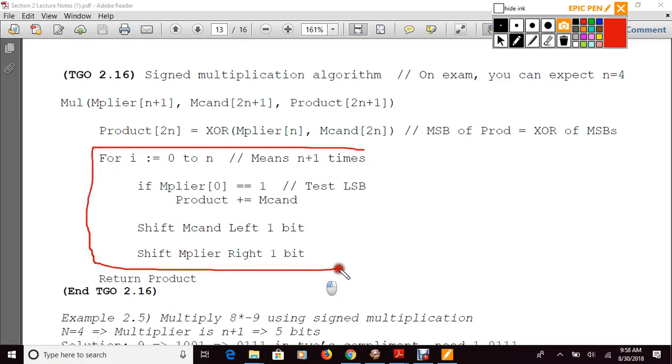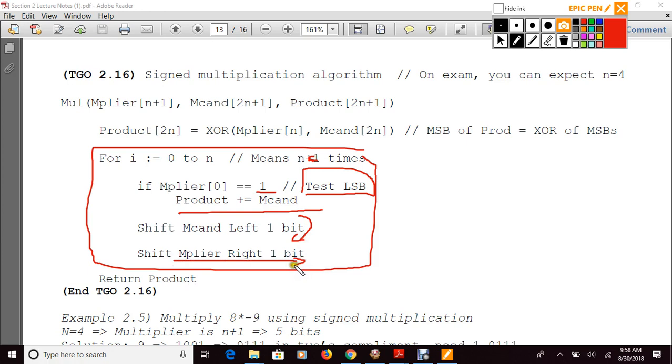Here, I should actually say n times, not n plus 1. If the multiplier is equal to 1, and remember in our layout, you test the least significant bit, then product equals product plus multiplicand. Otherwise you don't add it. Here you start, you do the initial one, then you shift the multiplicand left, and you shift the multiplier right.